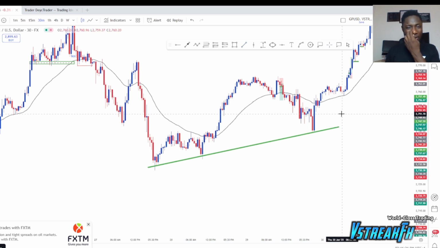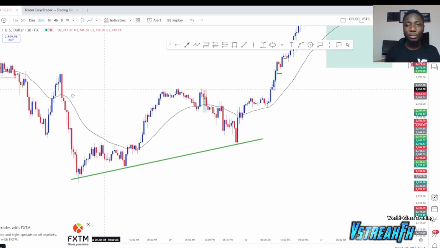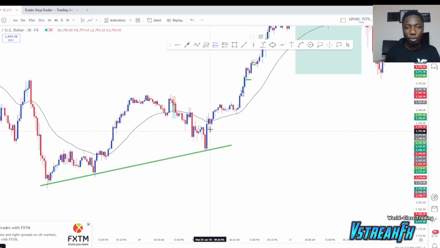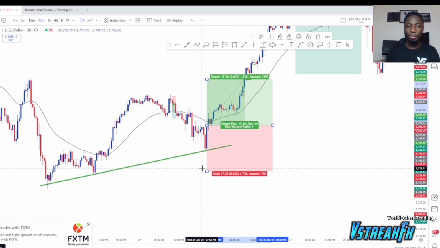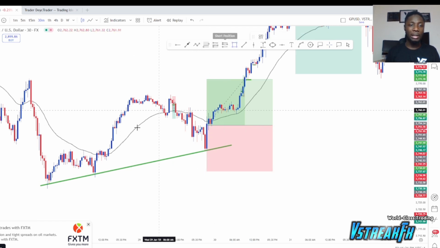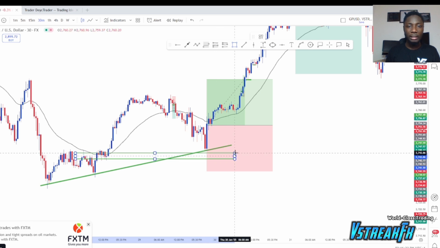Wow, are you seeing this? 1, 2, 3. And at the third touch, we have a very strong bullish candle. I said that for an extra confluence, you always see a level of support there.